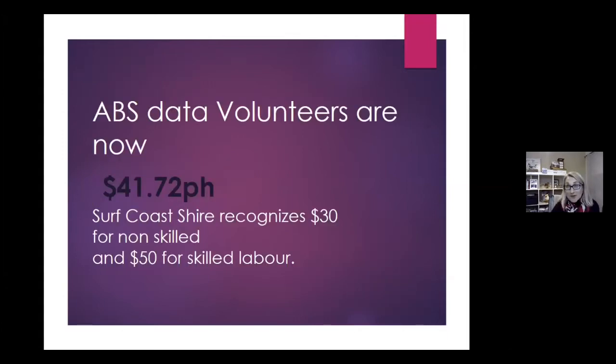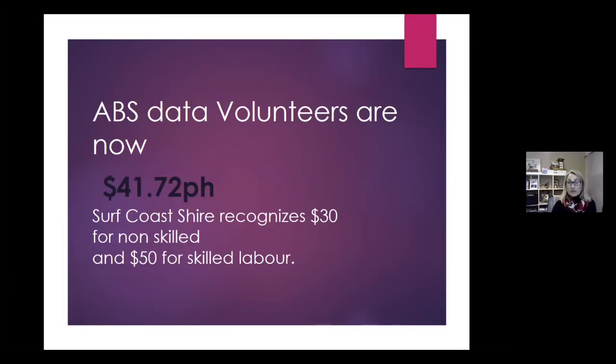At the moment, I just looked this up, the ABS data says that a volunteer is worth $41, almost $43 an hour. So the Shire doesn't see it like that. We only say it's $30 an hour, which is the Victorian state government pricing. That is worth a phone call to your funder to start with, to say to them, are you interested in how much in kind I'm contributing to the project?